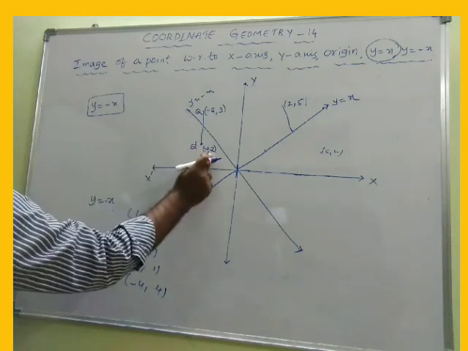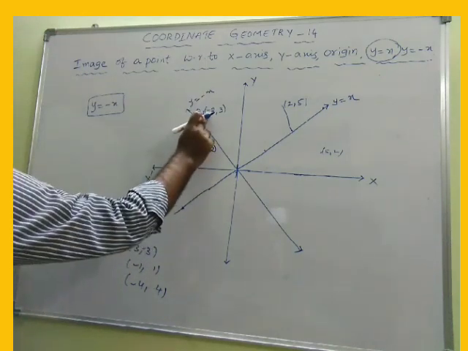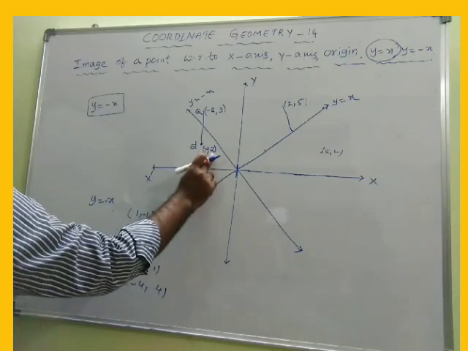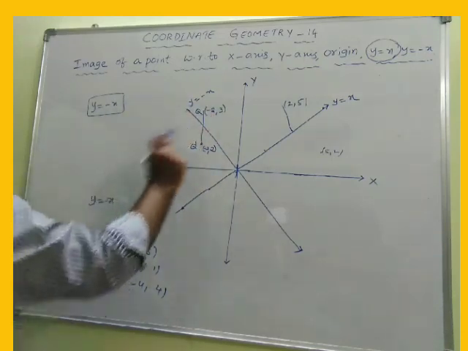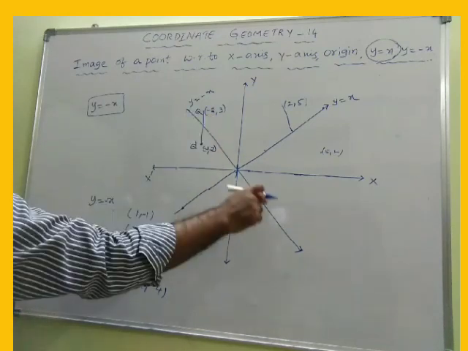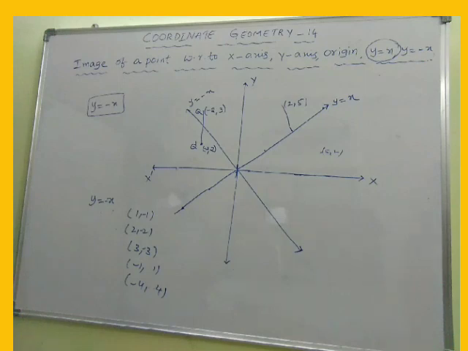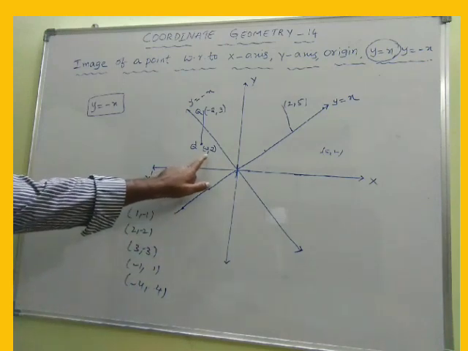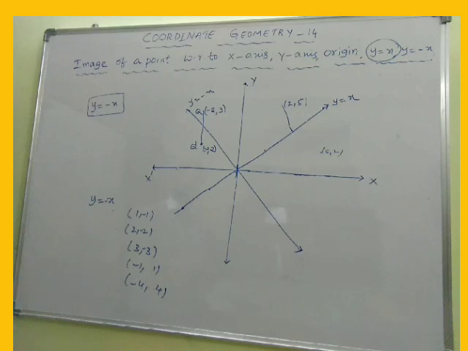So first write the y coordinate here. What is y? Minus x. Minus of -2, which is nothing but 2. And x is nothing but minus y. So -3. Hence the image of (-2, 3) with respect to the line y is equal to minus x is equal to (-3, 2). So this is the concept regarding image of a point with respect to the x-axis, y-axis, origin, and the lines y is equal to x and y is equal to minus x.